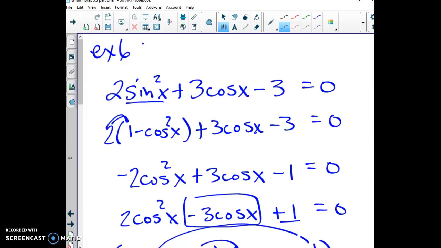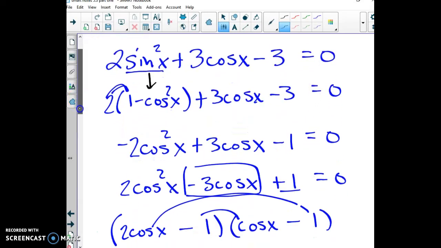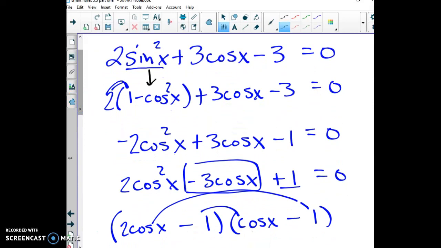If you look at example 6, we have two functions. We have sine and cosine. Remembering our Pythagorean identity, sine squared can be written as 1 minus cosine squared. So we've removed the sine squared, replaced it with 1 minus cosine squared, and now we can see an equation with just cosine. We're going to go ahead and distribute the 2 to both and simplify.